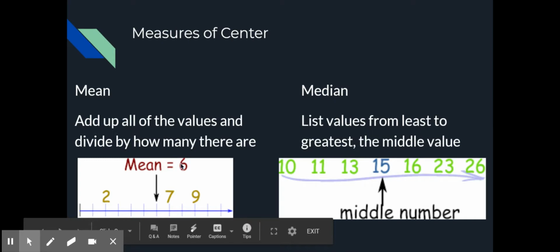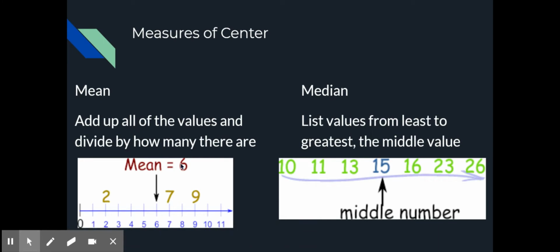The median is another measure of center, and that's where we're going to list all of the values from least to greatest. That's the part where a lot of people forget. They forget to list it from least to greatest. So that's very important. And then you just find the middle value.